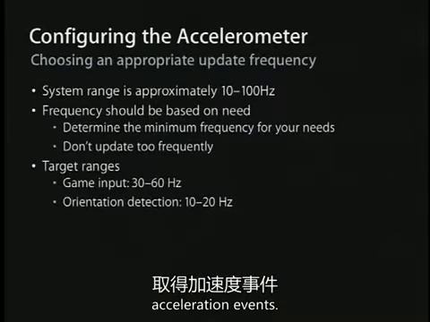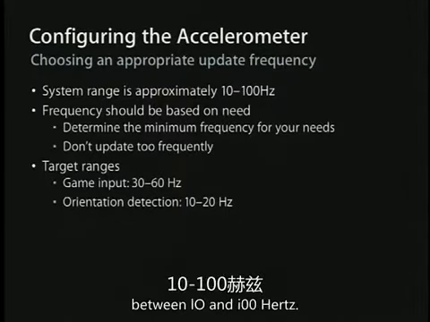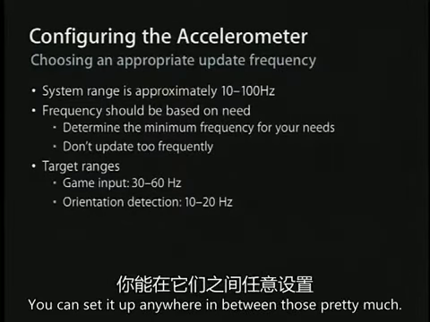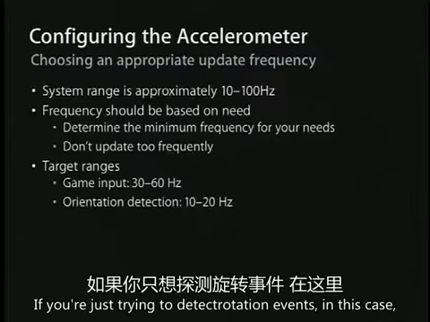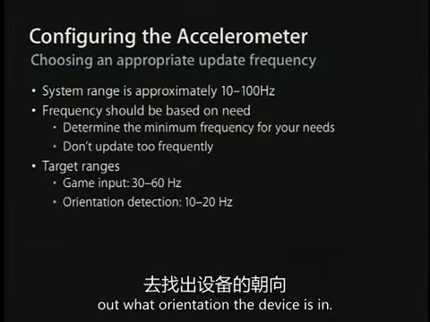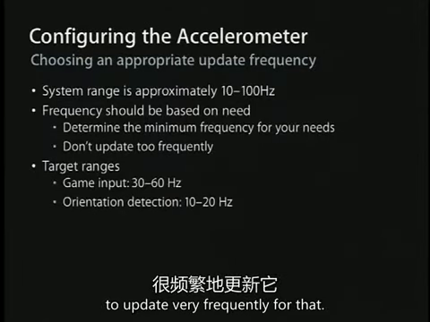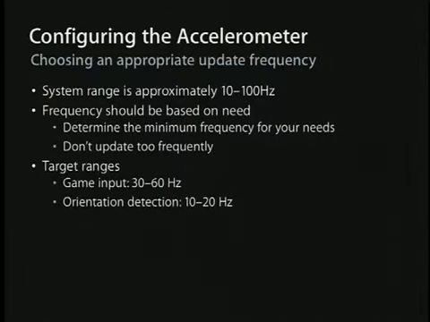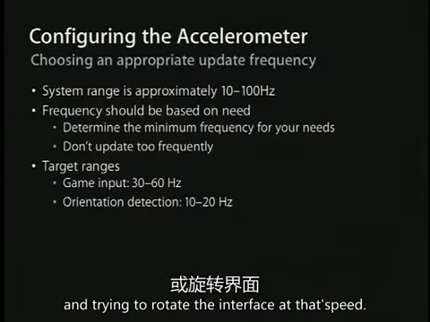So I kind of mentioned the range is somewhere between 10 and 100 hertz. You can set it up anywhere in between those pretty much. The frequency really should be based on what you need. If you're just trying to detect rotation events, in this case, you don't really need to worry about this because we've got all these other APIs for figuring out what orientation the device is in. But if that's the kind of thing you were doing, you don't need to update very frequently for that. 10 or 20 hertz is more than enough. The user's not flipping their phone around in a circle and trying to rotate the interface at that speed.